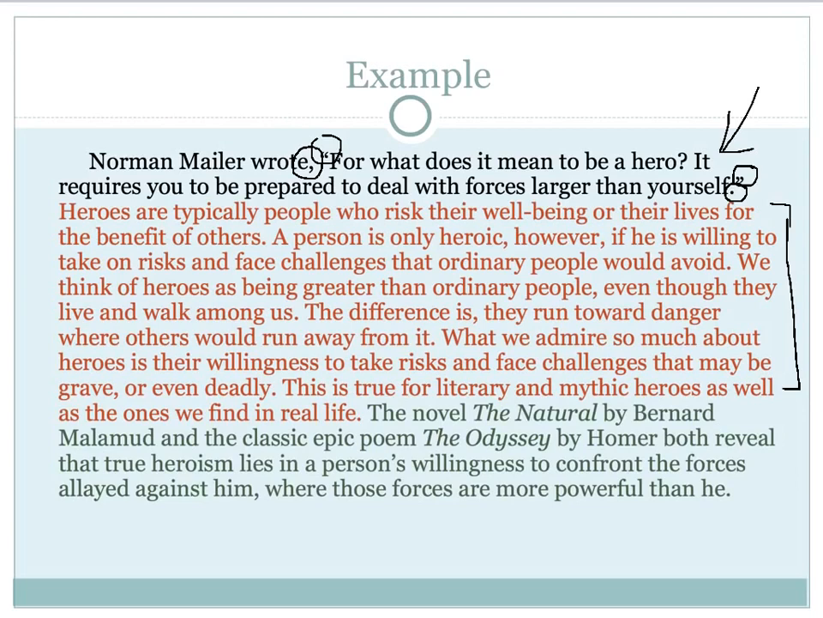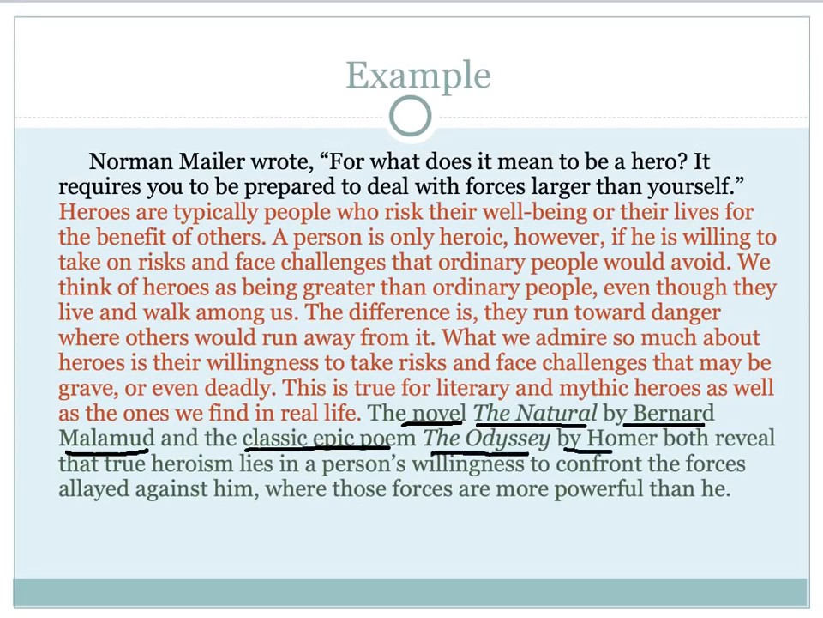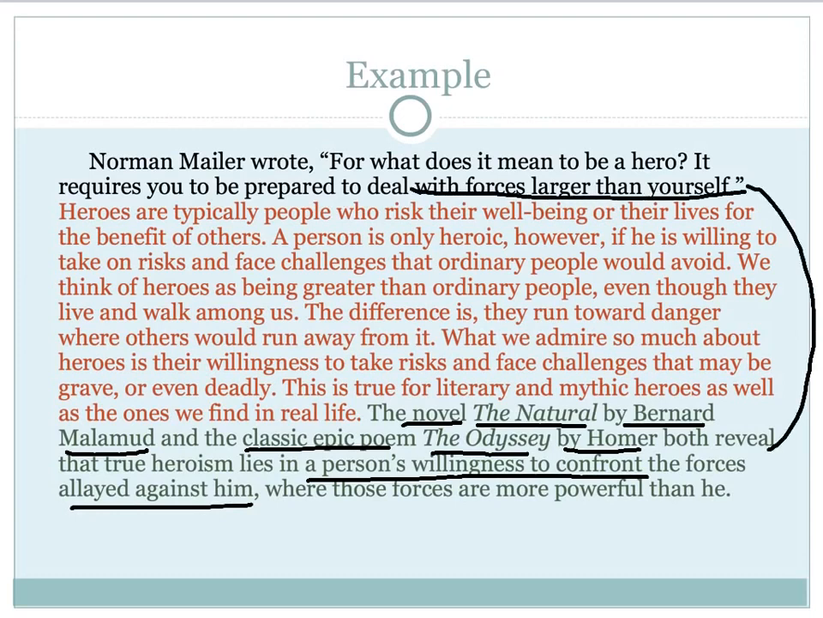Okay, and then the green is the thesis statement. So we've got the type, the novel, title, by the author, and the genre, the title, and the author. So we've got both the title, the genre, and the author for each text. And then the statement. Both reveal that true heroism lies in a person's willingness to confront the forces allayed against him. Now this part here in the quotation is where they were getting that idea: where those forces are more powerful than he. So this is the controlling idea. This is your thesis statement.